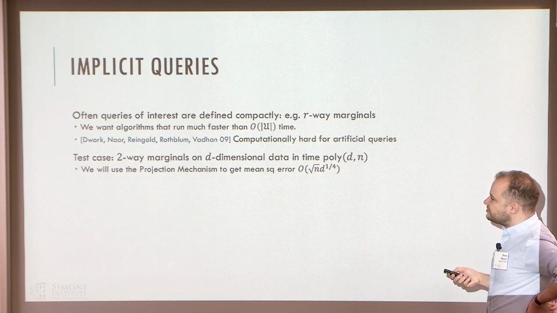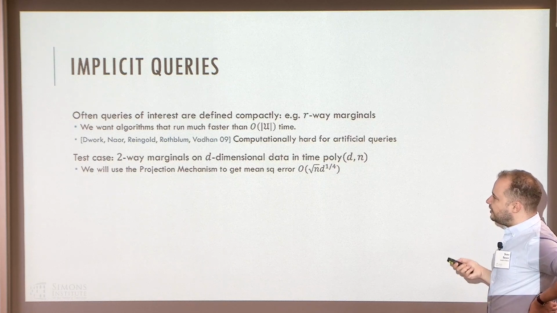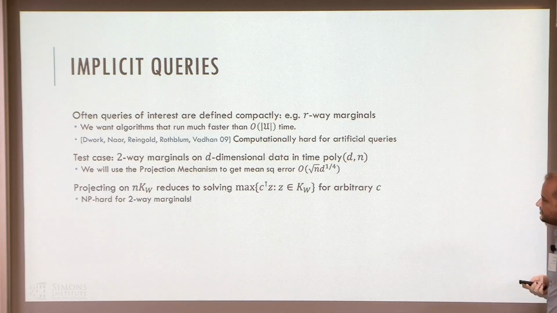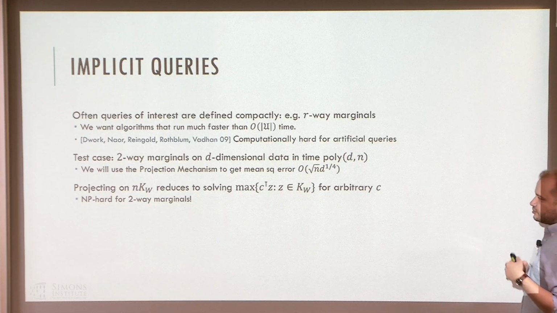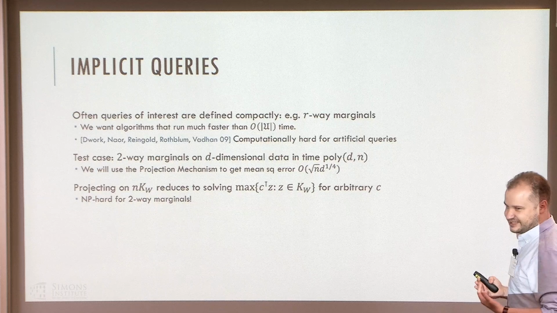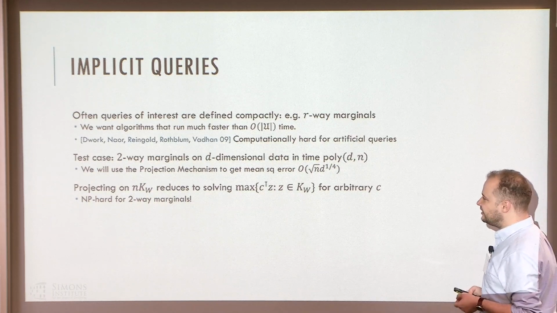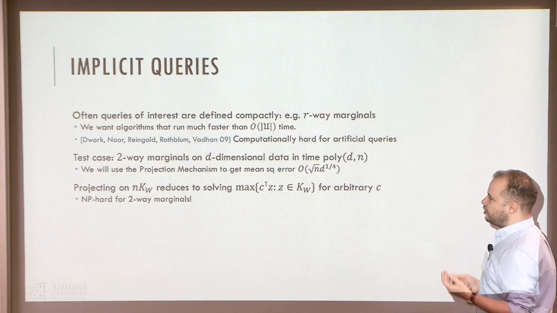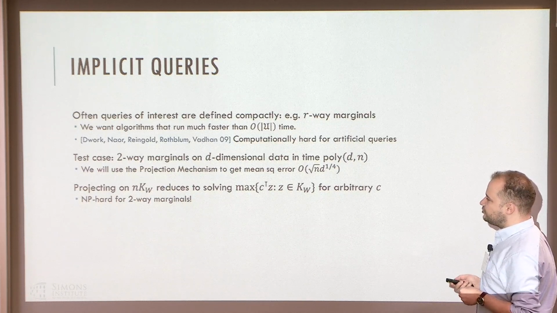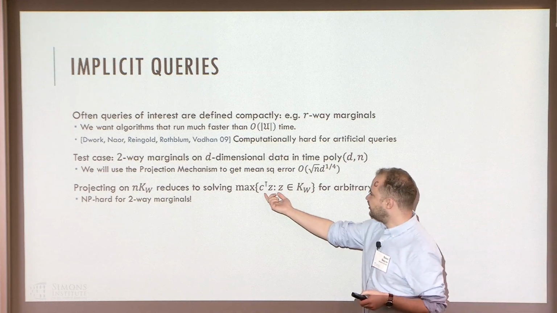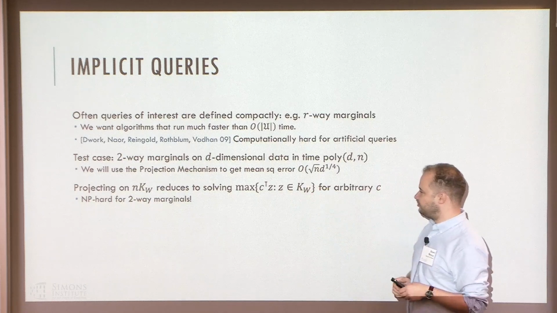Okay, and for 2-way marginals, in fact, we could have a more efficient algorithm using the projection mechanism. So let me talk about this a little bit. Again, in the projection mechanism, you just add Gaussian noise and project onto the set of feasible query answers. Clearly adding Gaussian noise is not the expensive step. This you can do very efficiently. The expensive step is projecting. And with a little bit of work using known results in optimization, you can reduce projecting onto the set of feasible query answers to solving linear optimization problems over the sensitivity polytope.